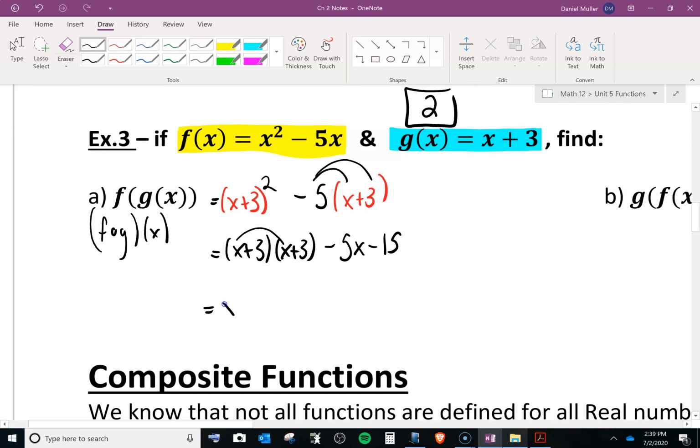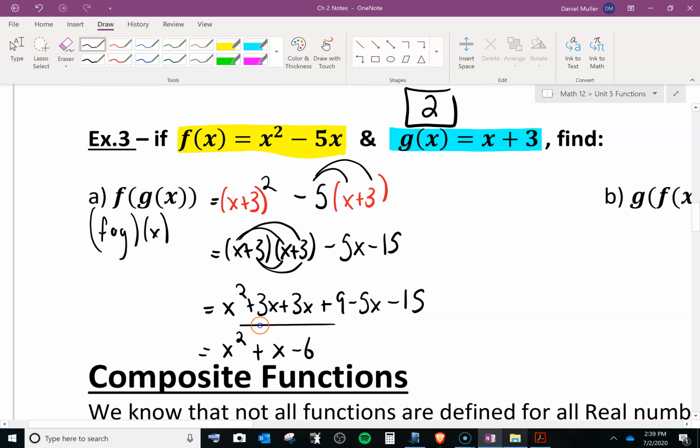Expand this, x times x: x squared plus 3x plus 3x plus 9. And then we have the minus 5x and the minus 15. So we're going to have an x squared, 3 and 3 is 6, 6 minus 5 is just 1, so plus a 1x. 9 minus 15 is a minus 6. So there we have it.